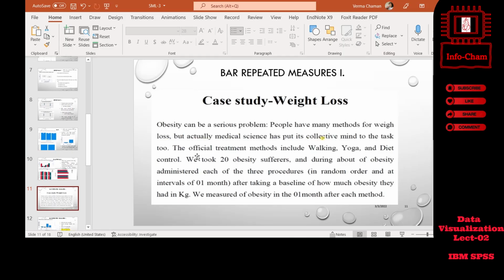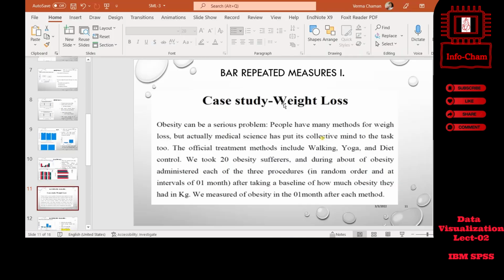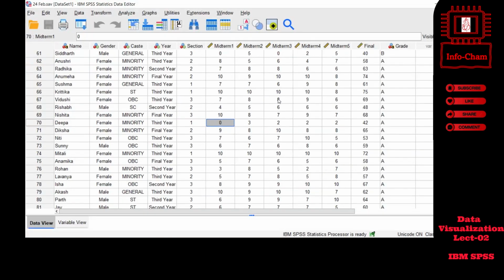Till now we discussed the simple bar, cluster bar, and error bar. What about repeated measurement? Because I told you it depends upon the data. So this data does not look suitable for making this type of repeated measure bar, right? In that case, I need a different type of data, a different type of case study. So I have to go for another data set.